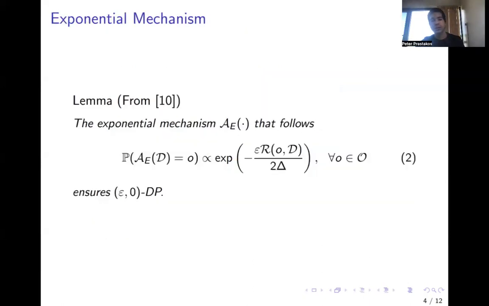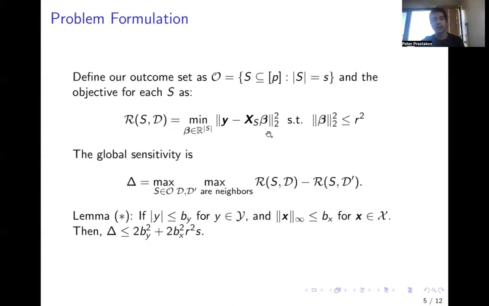So the exponential mechanism from the DP literature is a pure differentially private mechanism. And here capital O is our outcome set and capital R is the scoring function. In our case, the capital O will be the set of all possible subsets of size S from P. And the objective for each S, the scoring function, will be minimizing the least squares under the restriction of X to the columns where beta is non-zero.